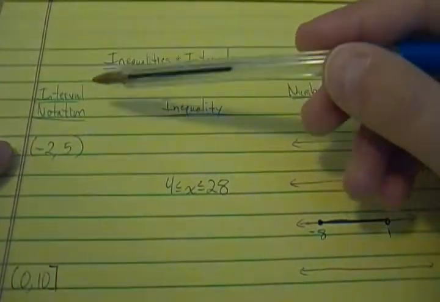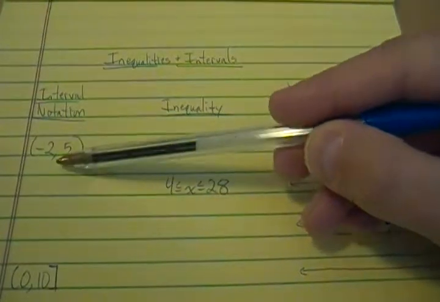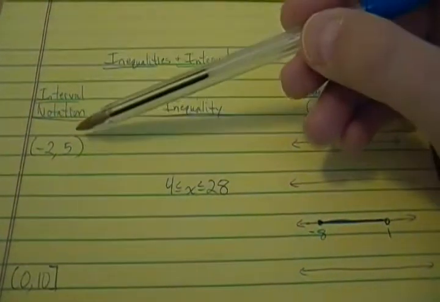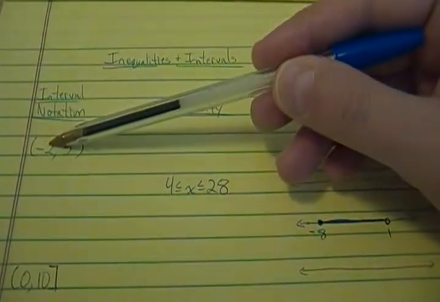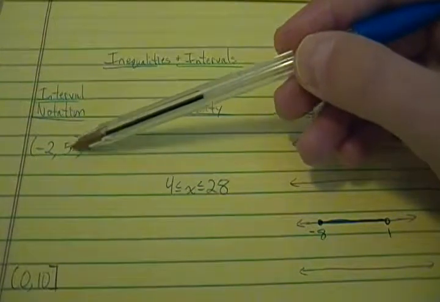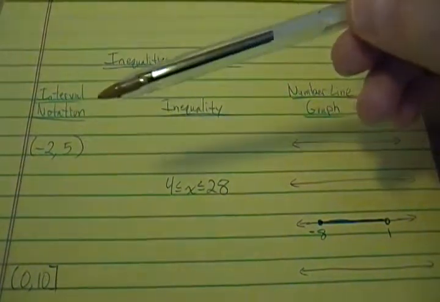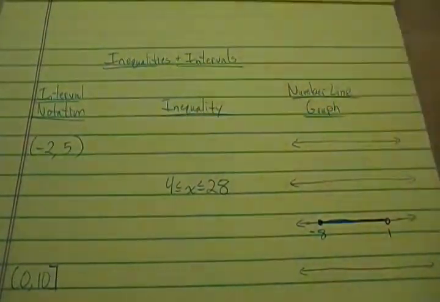So for the first example, we have what we call interval notation, which is an open parenthesis, -2, 5, and then a closed parenthesis. What this interval notation is telling us is we're looking at all the numbers starting from -2 and going up to 5. And not just -2, -1, 0, 1, 2, 3, 4, 5, but all the numbers in between, all the fractions and decimals in between those. So every number in between -2 and 5.